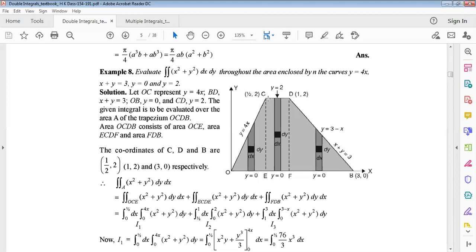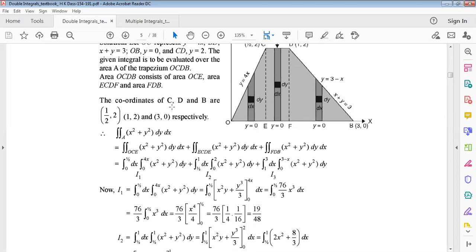Now another point is B. This is on y equals 0, the equation of the x-axis. It is the intersection between y equals 0 and x plus y equals 3. If y equals 0 here, then x equals 3. This is why this point is 3 comma 0. Now we have found the coordinates of C, D, B respectively.